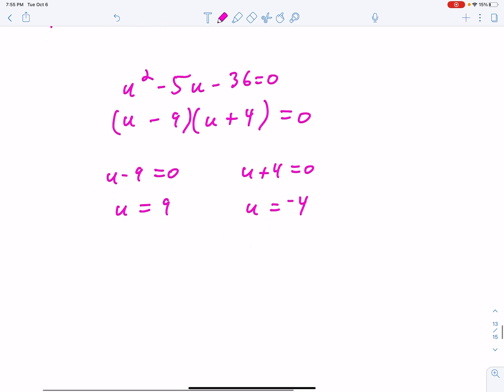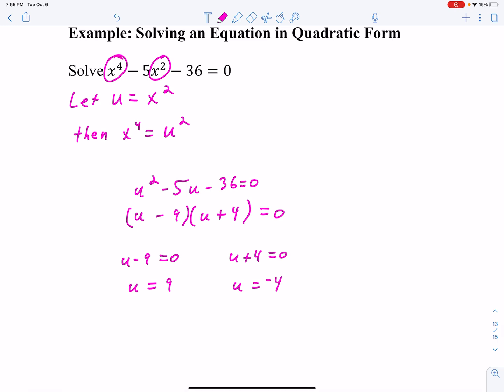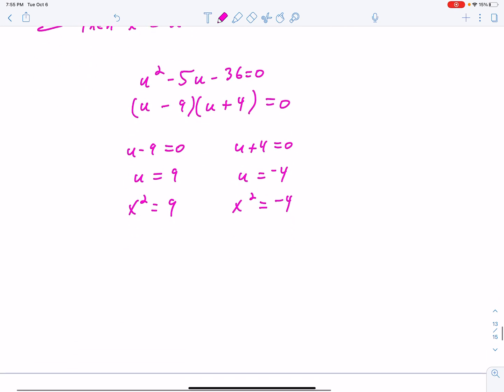Now we did not want to solve for u, we need to solve for x. We need to solve for the original variable, so we use our substitutions here. u is x squared. To solve this, we'll square root both sides. So x equals, and remember when you square root both sides, you have to do the plus and minus thing. So we got two answers here, plus and minus 3.